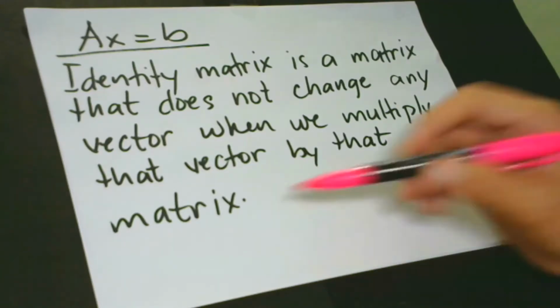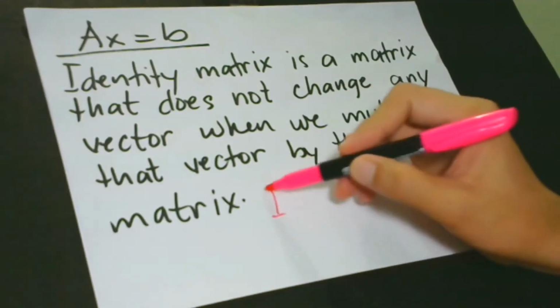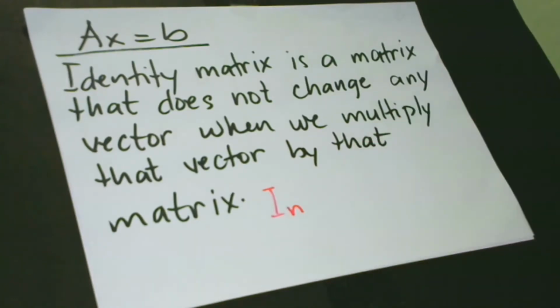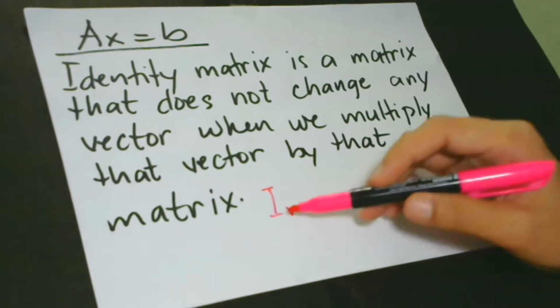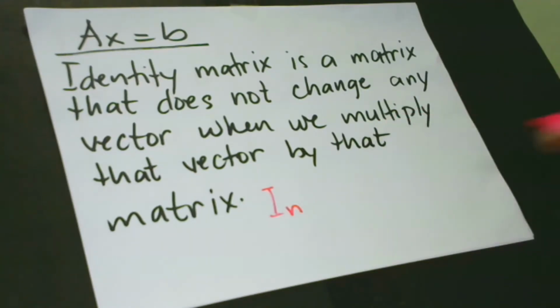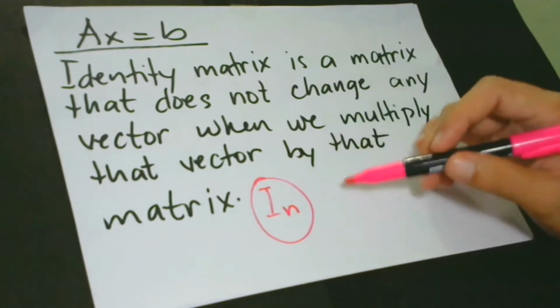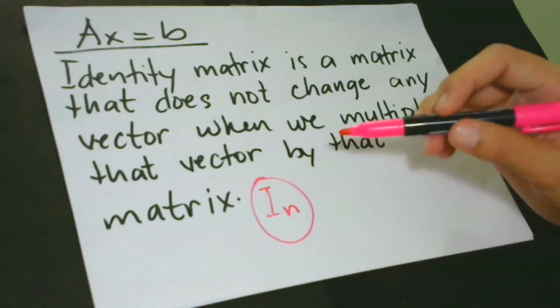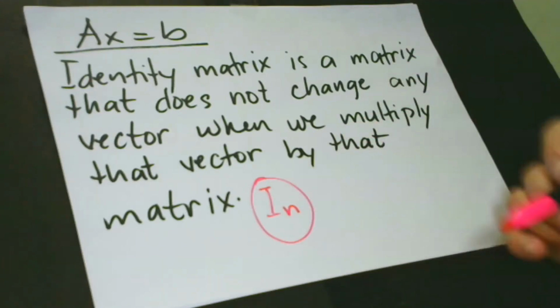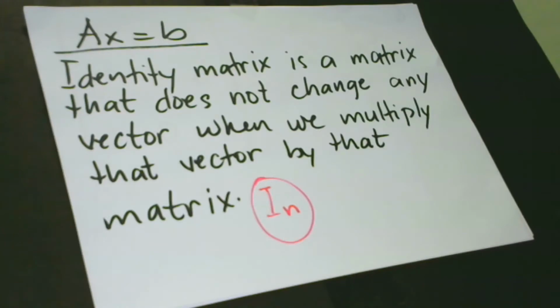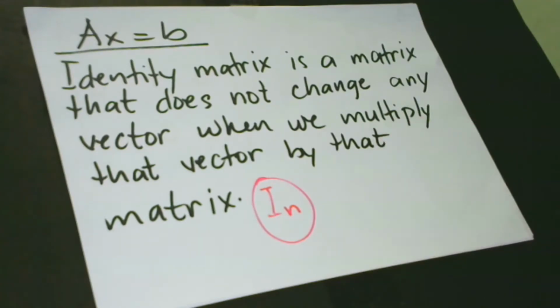So I_n, let me write here. I_n refers to the identity matrix that preserves n-dimensional vectors. Let me repeat that. I_n, which means identity matrix, refers to the identity matrix that preserves n-dimensional vectors. When we say n-dimensional again, it's the number of columns or rows. So in an identity matrix, the number of rows and the number of columns are preserved.